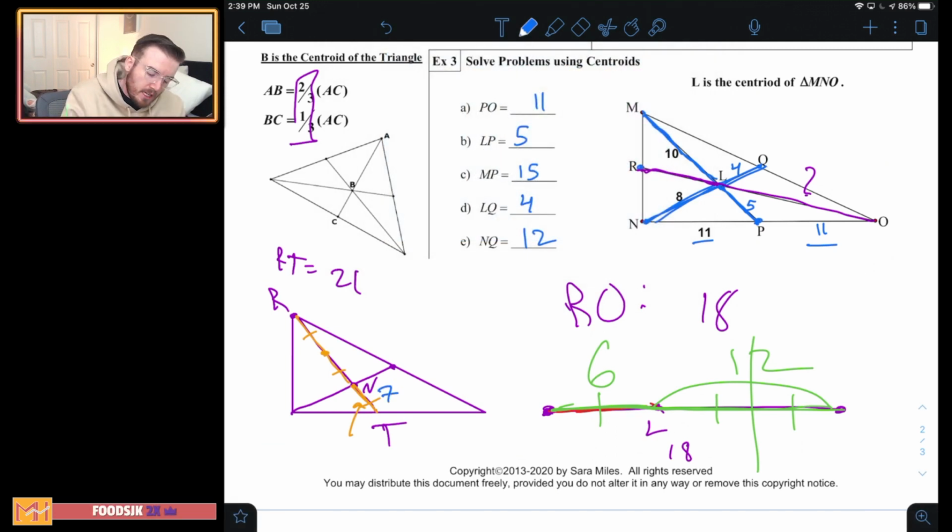Double 7 and you get 14. 14 plus 7 is 21. So it works out, right? The short piece is half the length of the long piece. And when you add them together, they end up equaling 21, 14 plus 7, just like we wanted.